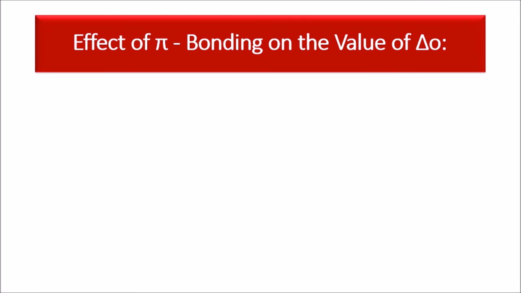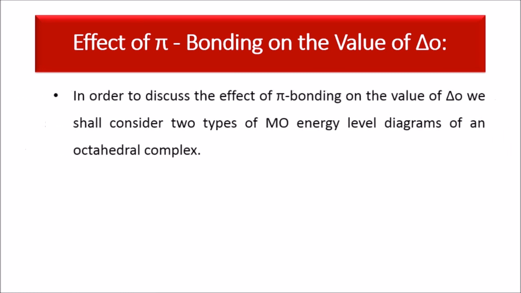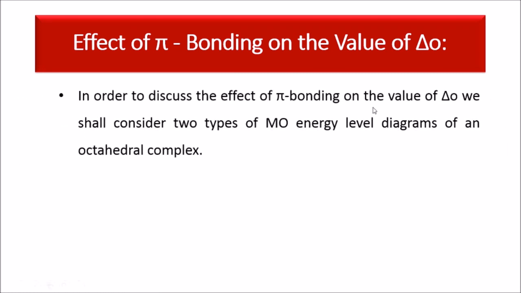Well, let's start the effect of pi bonding on the value of delta O, that is the splitting energy. In order to discuss the effect of pi bonding on the value of delta O, we shall consider two types of molecular energy level diagrams of octahedral complex. Here, when I say two types of energy diagrams for octahedral complexes, molecular energy level diagram, that is MOED, we have used the term MOED for that. Two types means one in which we focus on sigma interaction only, and the other with sigma and pi interaction.